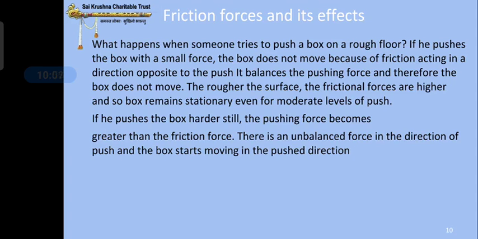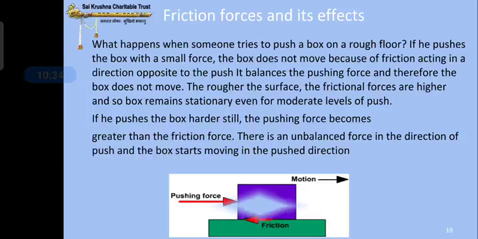So the rougher the surface, the higher the frictional forces, and so the box remains stationary even for moderate levels of push. Have you all understood, children? If the surface is rough, then the frictional force is higher. So if he pushes the box harder still, the pushing force becomes greater than the frictional force. So there is an unbalanced force in the direction of the push and the box starts moving in the pushed direction, as you all can see in this diagram.